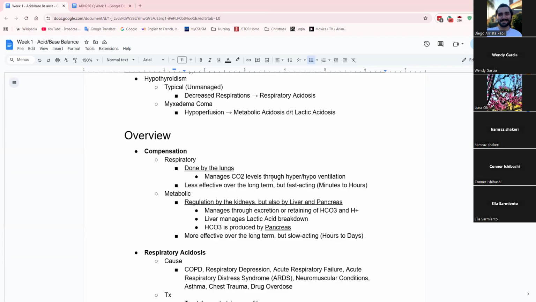So when it comes to compensation by the lungs, let's say somebody starts hyperventilating. You can think of it like when somebody has metabolic acidosis, they will have Kussmaul respirations. So that's those fast, deep respirations. The idea being that you're trying to get rid of excess acidity by getting rid of more carbon dioxide to try to make up for it.